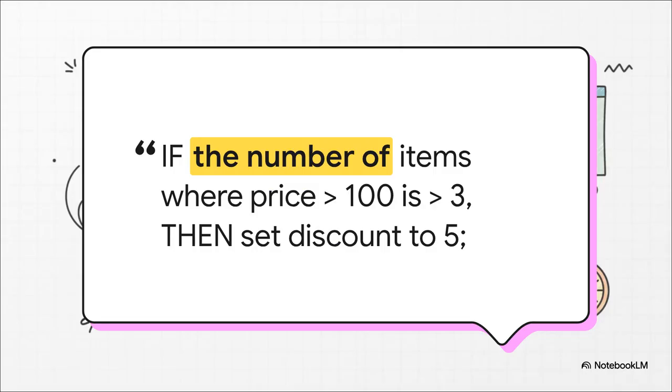And this is a fantastic example. See, we're not just counting all the items in the order. We are specifically counting the number of items where the price is more than 100. And only if that count is greater than 3 does the customer get a discount. It's so targeted and precise.